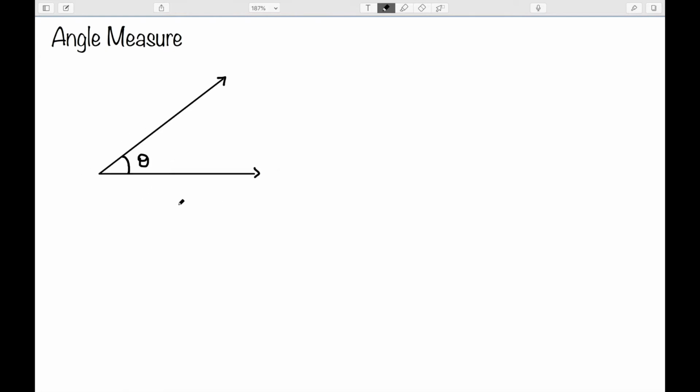Here, I'm denoting an angle that I'm calling theta. The idea of an angle is we are looking at two rays that intersect at their starting points. So we have this vertex, this starting point for the rays, and then we have two rays going off. And then this between them is known as the angle between these two rays. So how do we actually measure this angle?